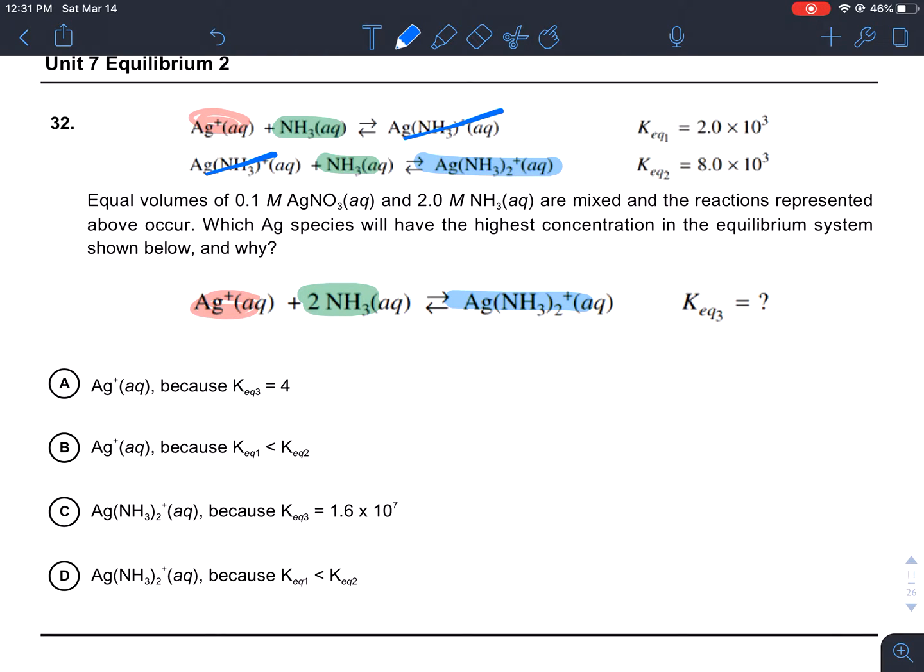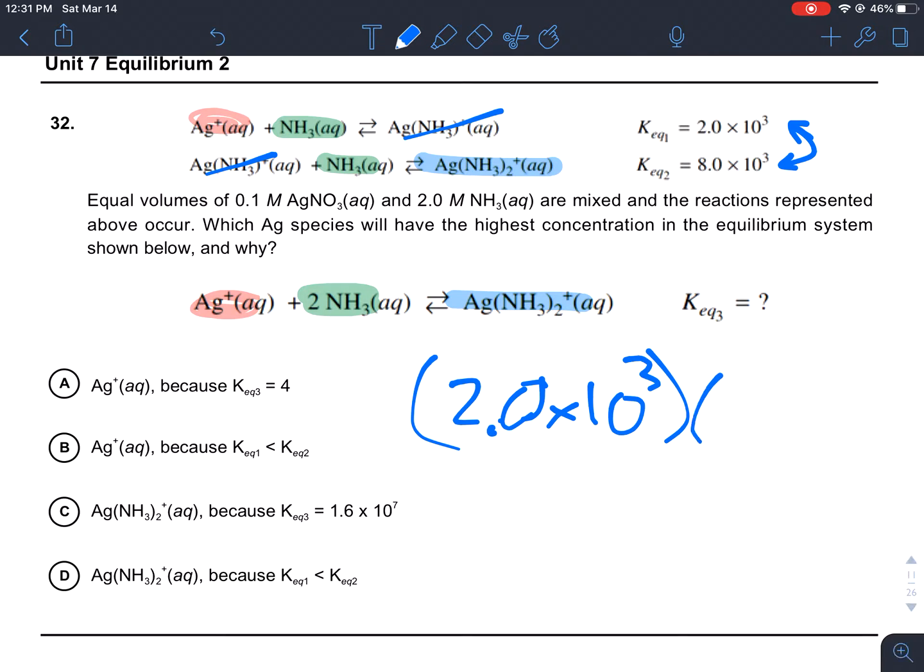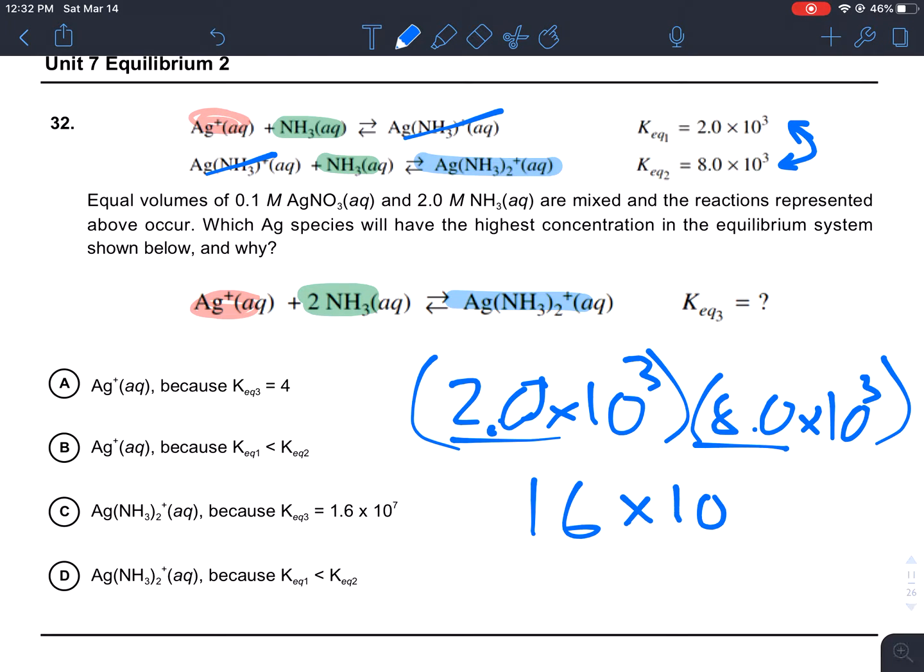So what did we do? We added these two reactions together, so you have to multiply these two K values together. 2.0 times 10 to the 3 times 8.0 times 10 to the 3. Look, that's going to become 16, right? And that's going to become times 10 to the 6. I'm going to make that 1.6 times 10 to the 7. The answer is C.